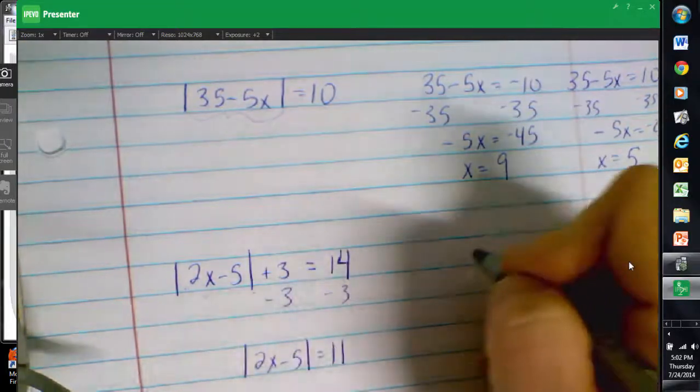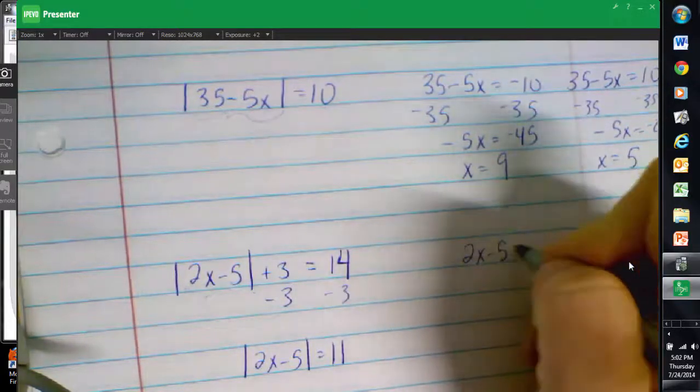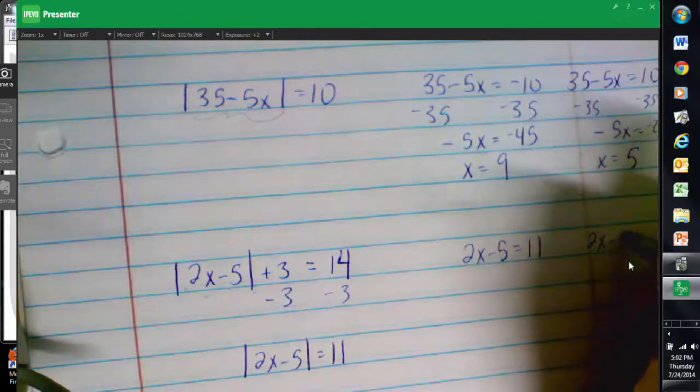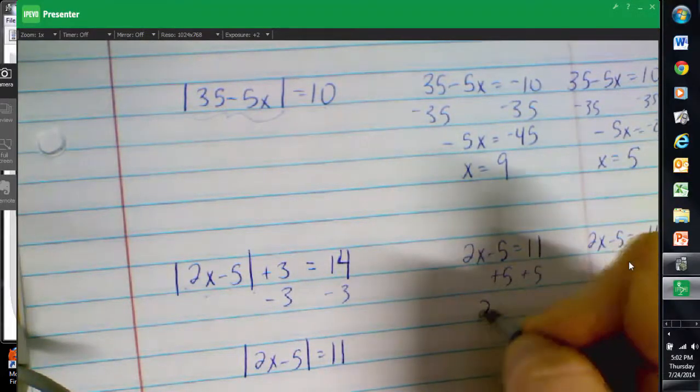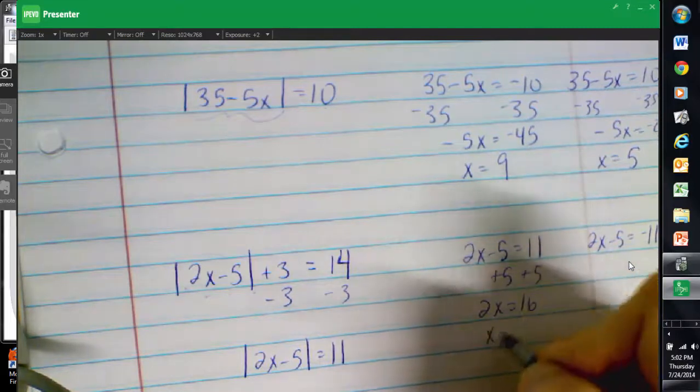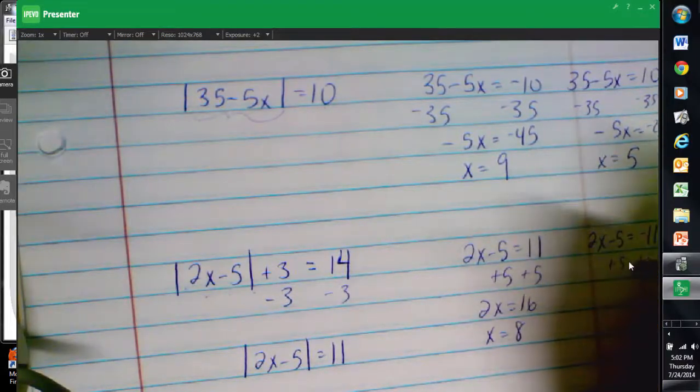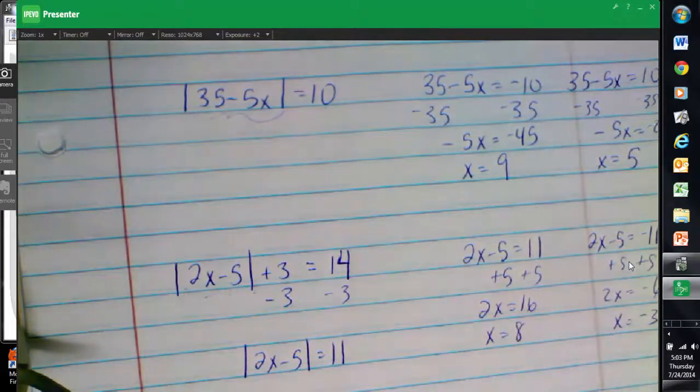Now I can write my two equations. 2x minus 5 equals 11. 2x minus 5 equals negative 11. Add 5. 2x equals 16. Divide by 2, and x equals 8. Add 5. 2x equals negative 6. Divide by 2, and x equals negative 3.